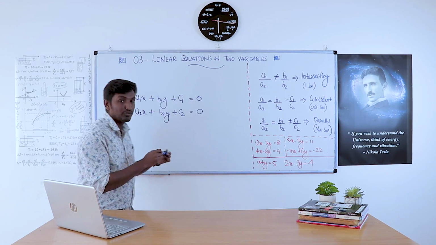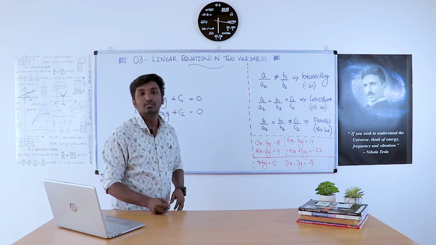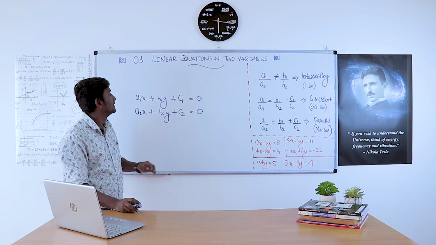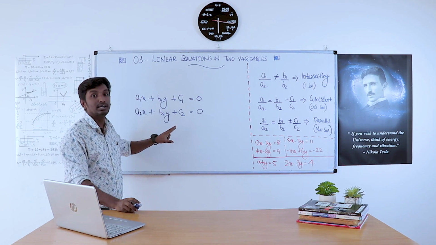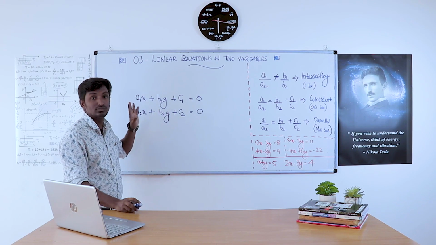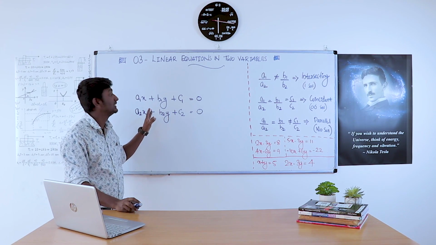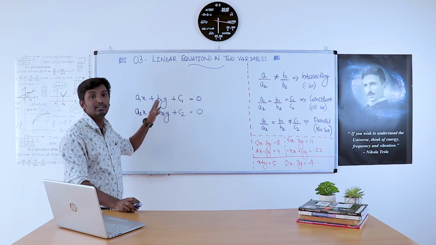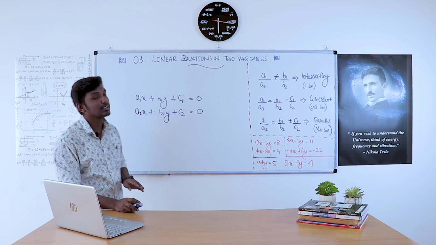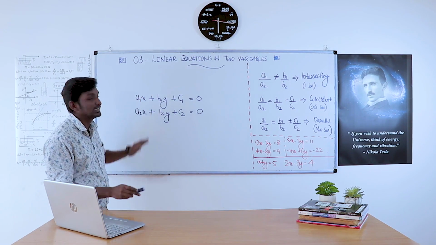So this is the general form when two equations are given for solving. Here we have two variables x and y. The degree of the equation is 1, so it is known as a linear equation. Since it has two variables, we call it a linear equation in two variables. So this is the general form.